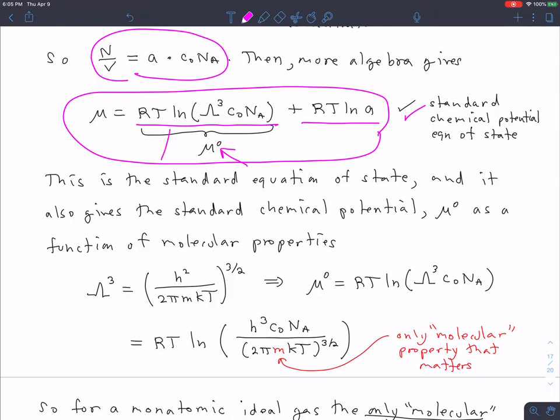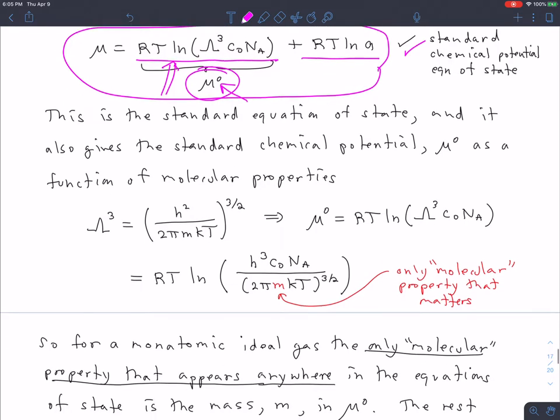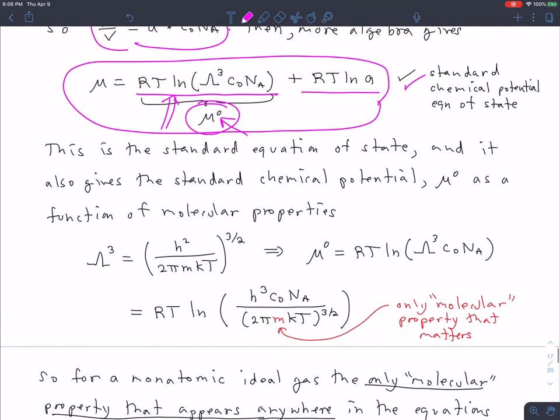Furthermore, the stat mech has now given us an expression for the standard state chemical potential itself. We didn't have that before. That was just a pure fudge factor constant before. Now we actually have it in terms of molecular properties.